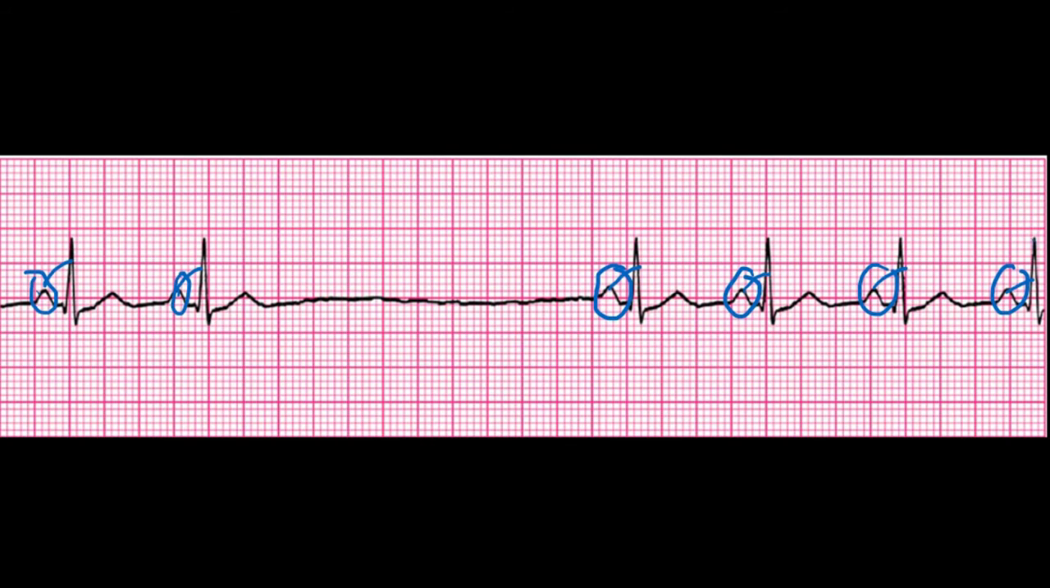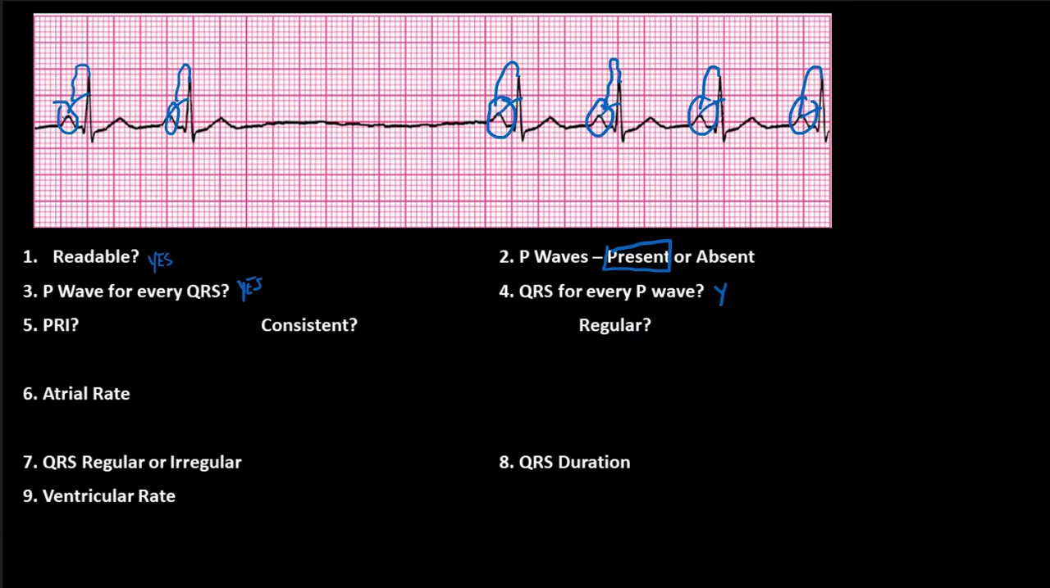And then I'm going to shoot it back, and I just bring my little loop down here to make sure that I can account for the QRS complex and that there is a P wave actually in front of it. So far, my answers are yes, I have a QRS for every P wave, and I have a P wave for every QRS.